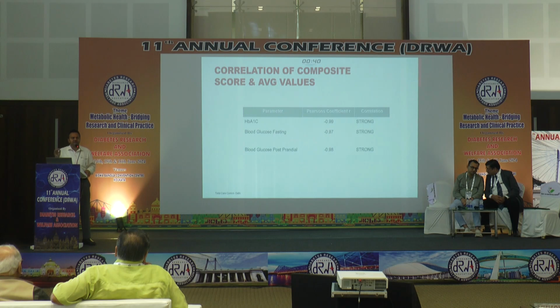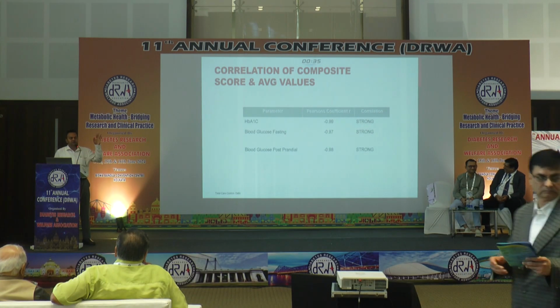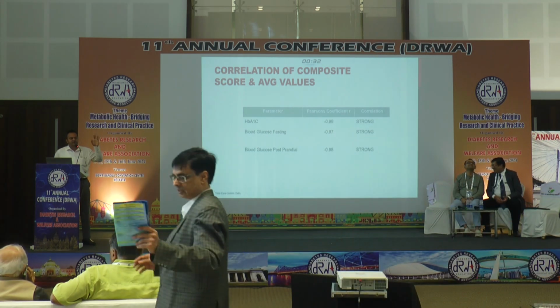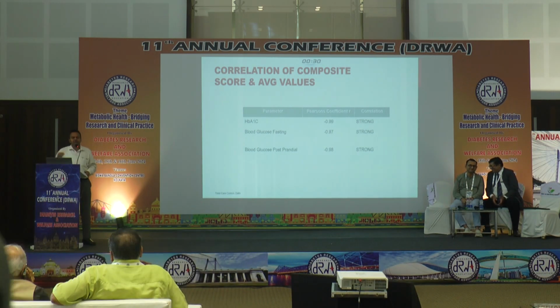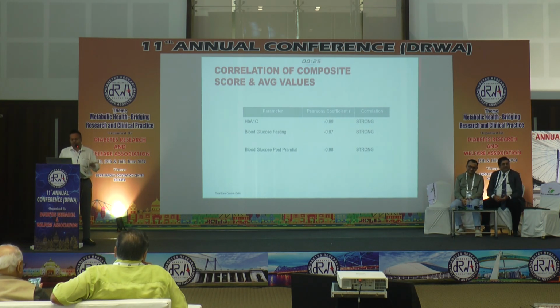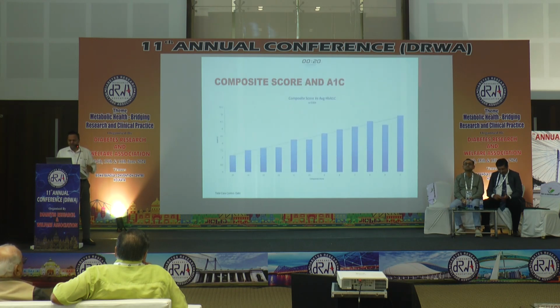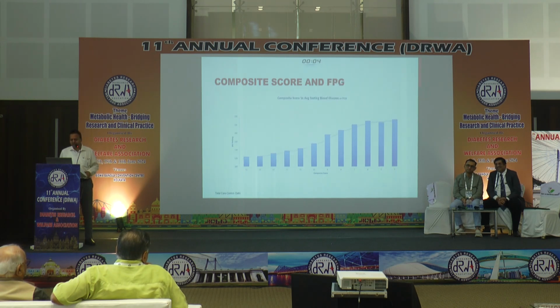we found a very, very strong negative correlation. That means that as the score increases, the HbA1c decreases, and as the score decreases, the HbA1c increases, and we found 0.99, 0.97, 0.9. This is a very, very strong correlation between the scoring and the outcome. So I'm showing you graphically the composite score and HbA1c. You can see as the score increases, the HbA1c decreases, and similarly when the score goes down, the HbA1c goes up. This is from the data that I have collected over a long period of time in my patients.